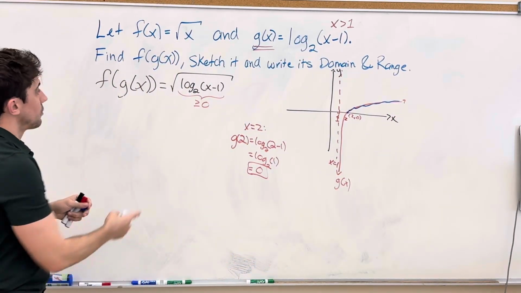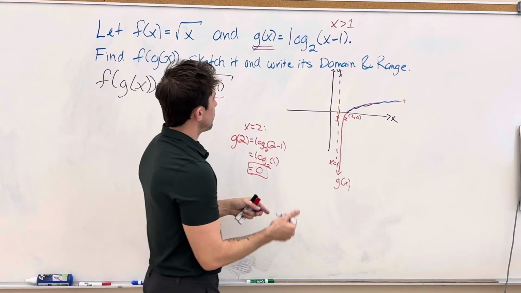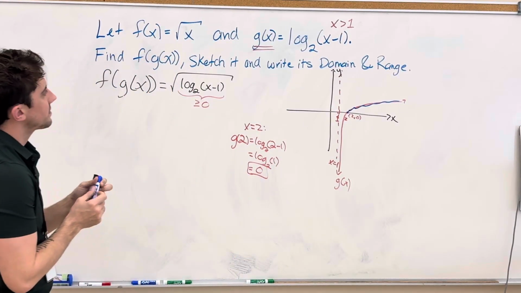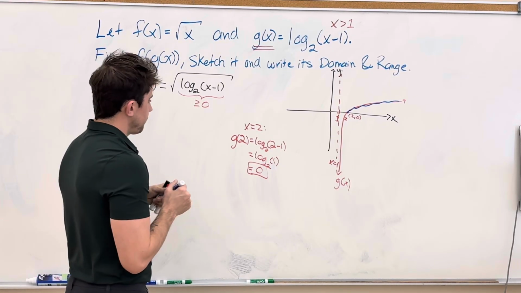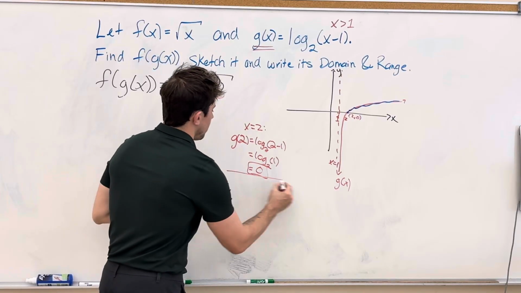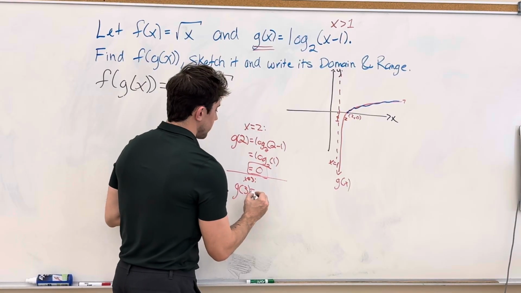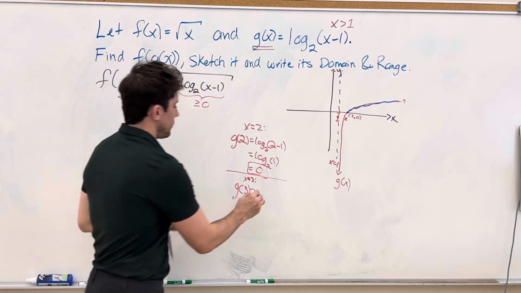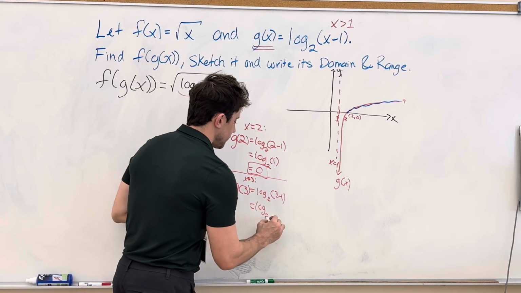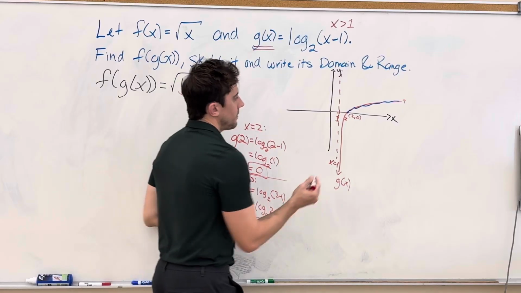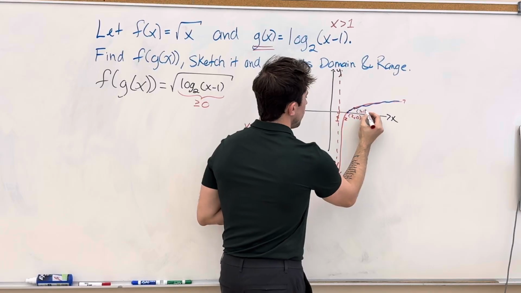And from there on out, we're just taking the square root of each of the values, right? And so, for example, when x is equal to 3, we could plug in another value. When x is equal to 3, g of 3, to get another coordinate point, g of 3 would be the log base 2 of 3 minus 1, which is the log base 2 of 2, which is 1. And so we get another point here at 3, 1, right?